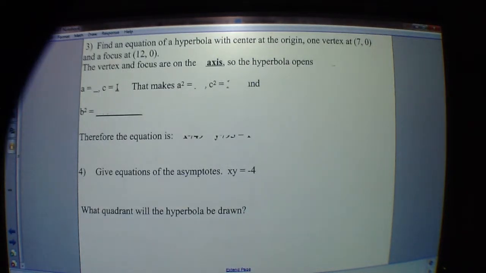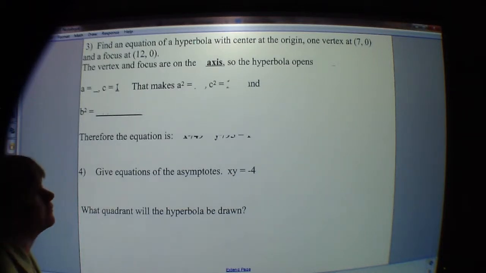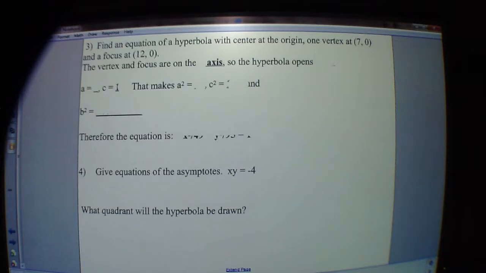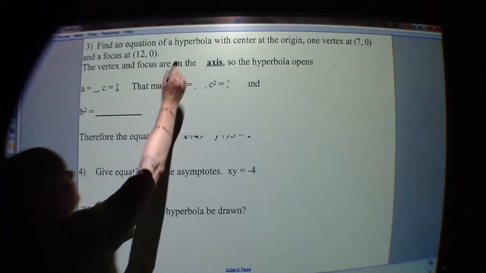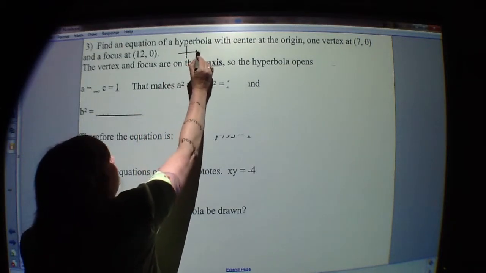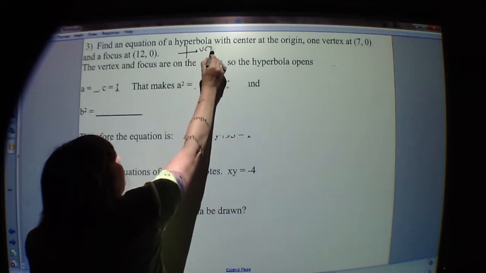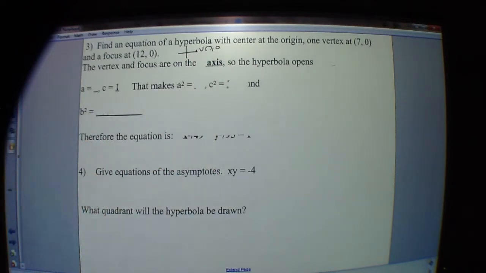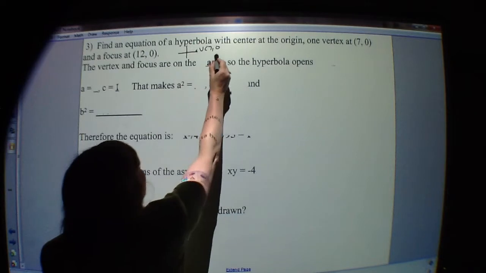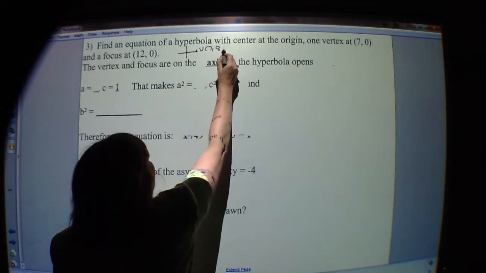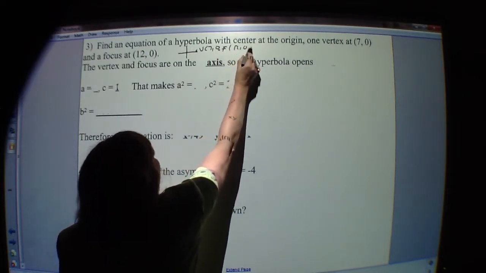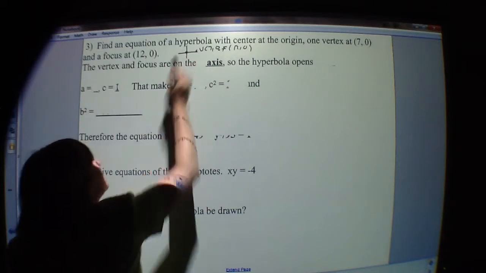Number 3, find an equation of the hyperbola with a center at the origin, one vertex at (7, 0), and one focus at (12, 0). When you're looking at this, I like to draw it out. I have a vertex at (7, 0), and I have a focus somewhere here at (12, 0). My center is at (0, 0).